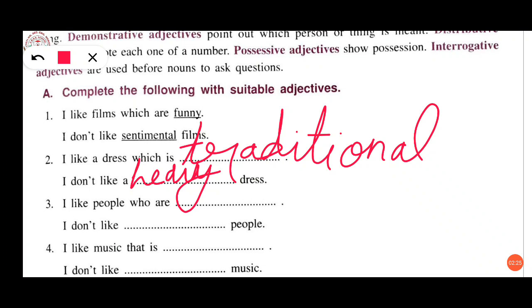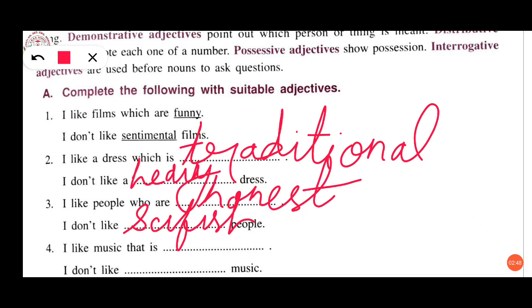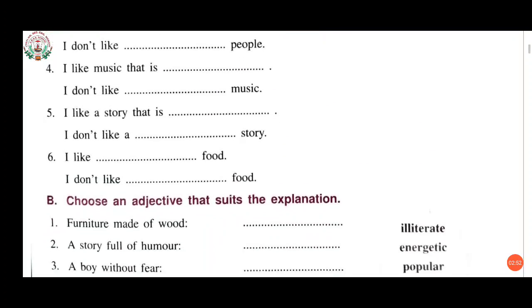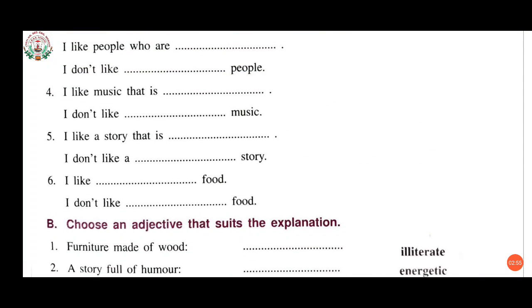Third one, I like people who are honest. The adjective you can use over here is honest. And the second sentence is I don't like dash people. It means selfish people. Nowadays nobody likes the selfish one. So you can write, I don't like selfish people. Now see the next one. Questions 4, 5, 6, try to do them on your own, students.